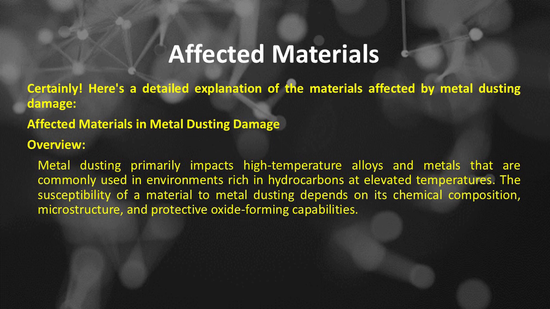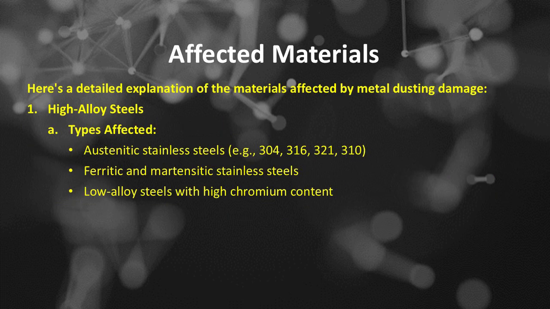Here's a detailed explanation of the materials affected by metal dusting damage. Affected materials and metal dusting damage. Overview. Metal dusting primarily impacts high-temperature alloys and metals that are commonly used in environments rich in hydrocarbons at elevated temperatures. The susceptibility of a material to metal dusting depends on its chemical composition, microstructure, and protective oxide forming capabilities.